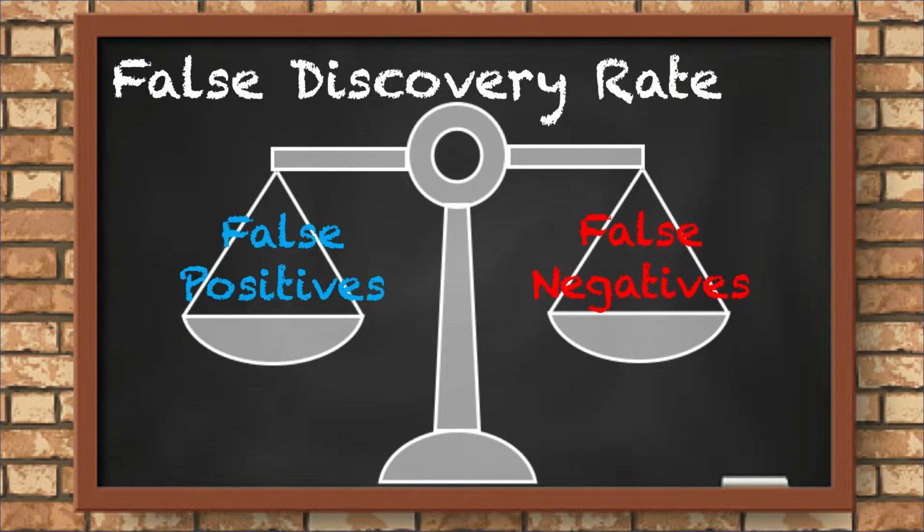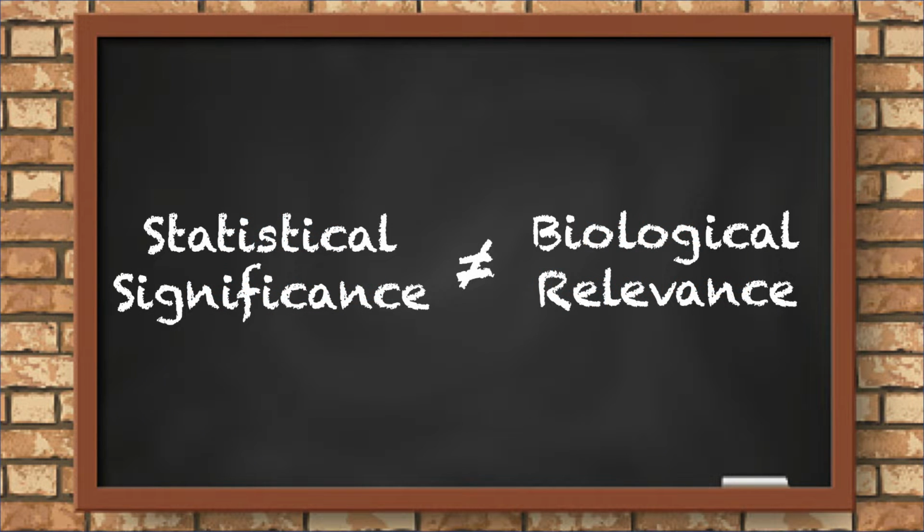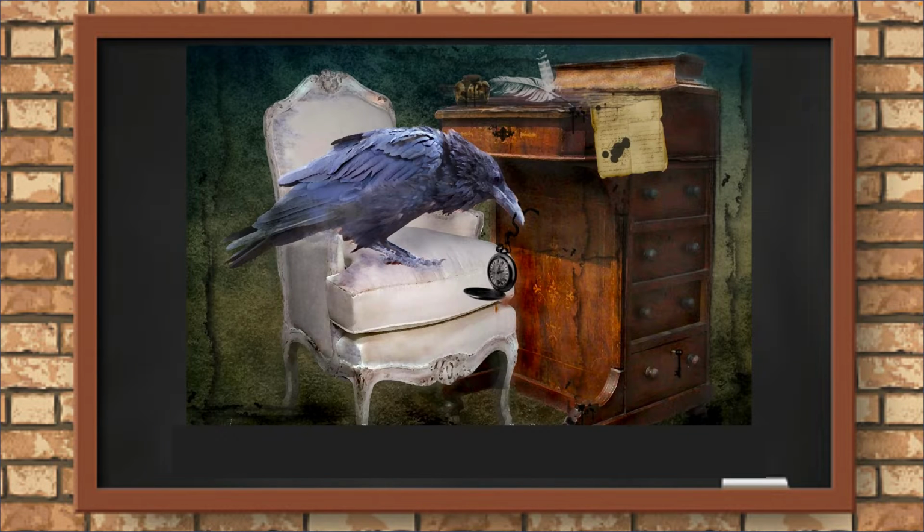While false discovery rate correction is an essential component to analysis of next-generation sequencing data, it's not by itself enough. Statistical significance is not the same as biological relevance. Just because you can identify the statistically significant differences between two conditions, it doesn't mean that comparing these two will lead to some greater insight into your experimental system.